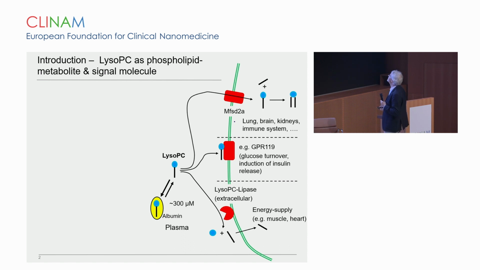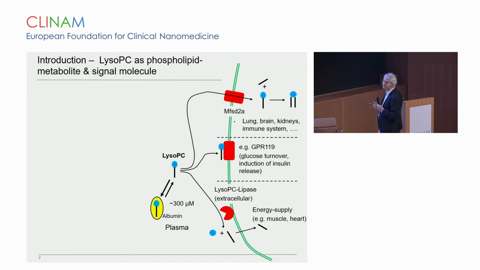And this is shown here. First of all, on the top, there is a transporter, well known since 15 years, MFSD2A. This is a flippase, which brings the Lyso-P into the cells. Once in the cell, the Lyso-P can be transferred, for example, into double-chained normal phospholipids. And these double-chained normal phospholipids can be used, for example, by lung cells to produce lung surfactant. This is important for breathing for us.